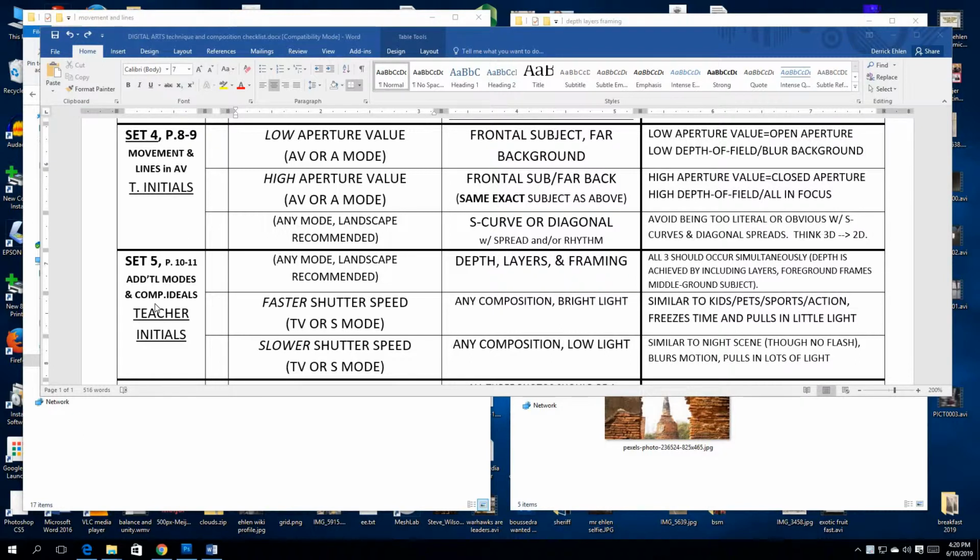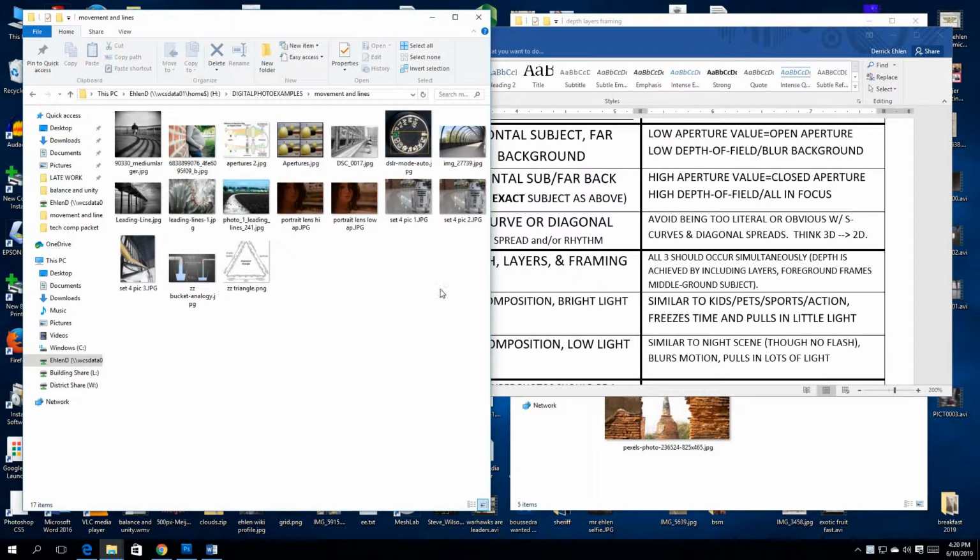The reason for that is set 5 is a little weird and is kind of split between technique-specific things regarding shutter speed, in which the composition doesn't matter so much, and a composition type photo regarding depth, layers, and framing, in which the mode doesn't really matter so much. I'll begin by just talking about the composition stuff for both because it's just a little easier.